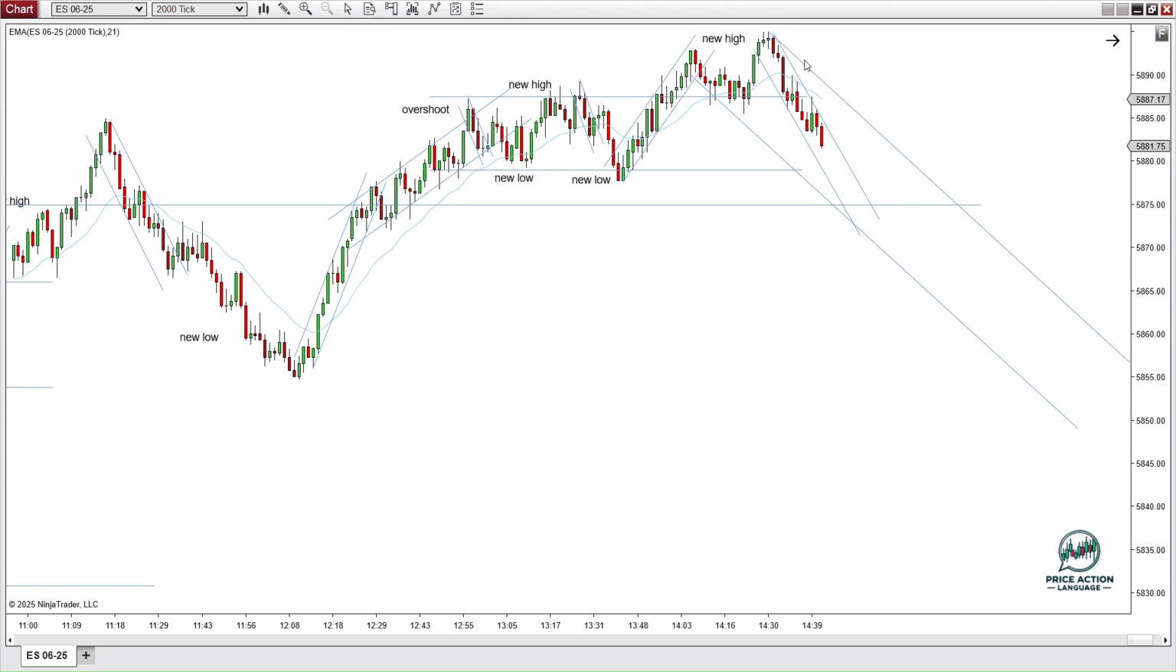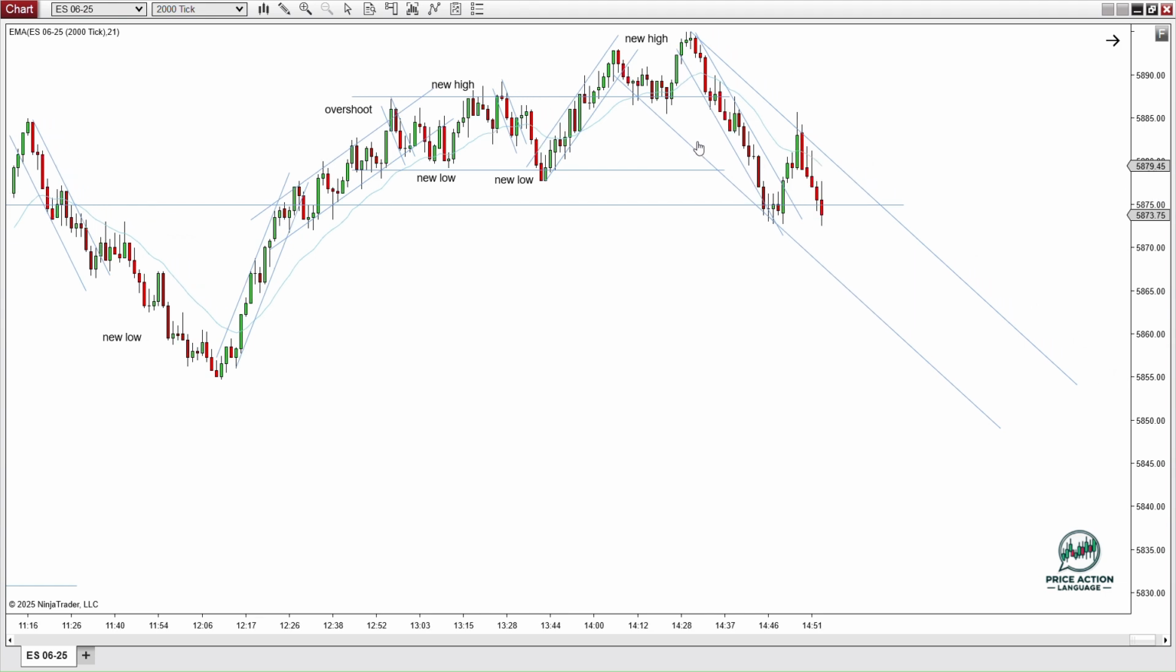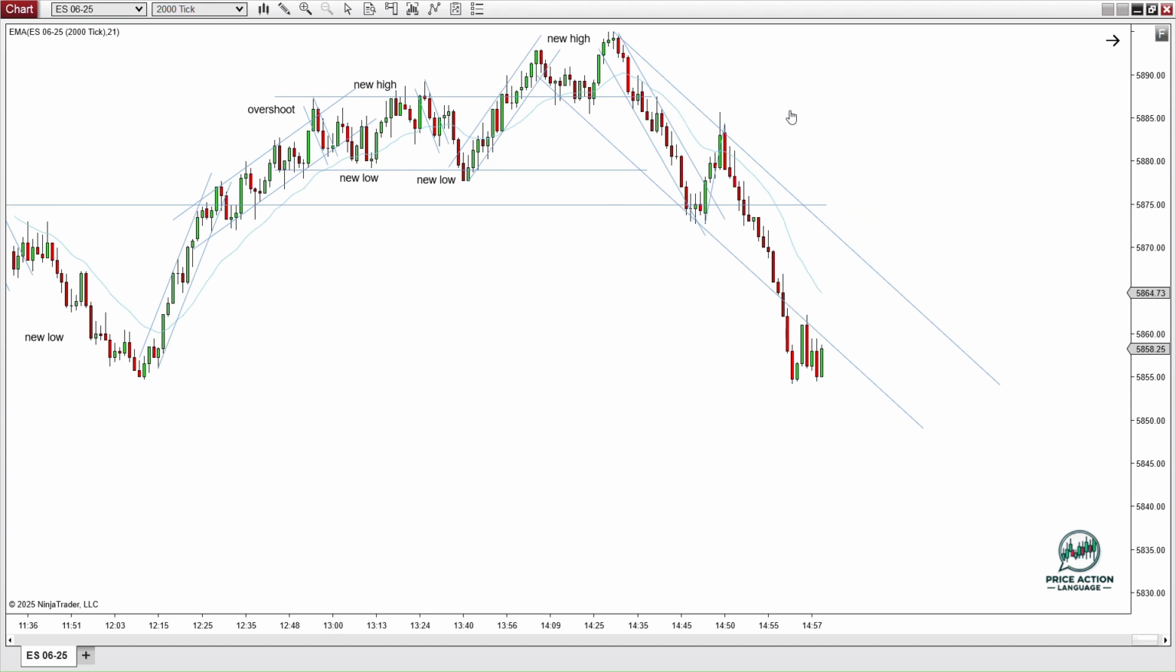So failed second entry long could have been a decent setup coming back into this trading range. With the failed second entry long formed here, way too far from the EMA. But now we have a downtrend in play. Count reset. First entry short, pull prices straight lower.